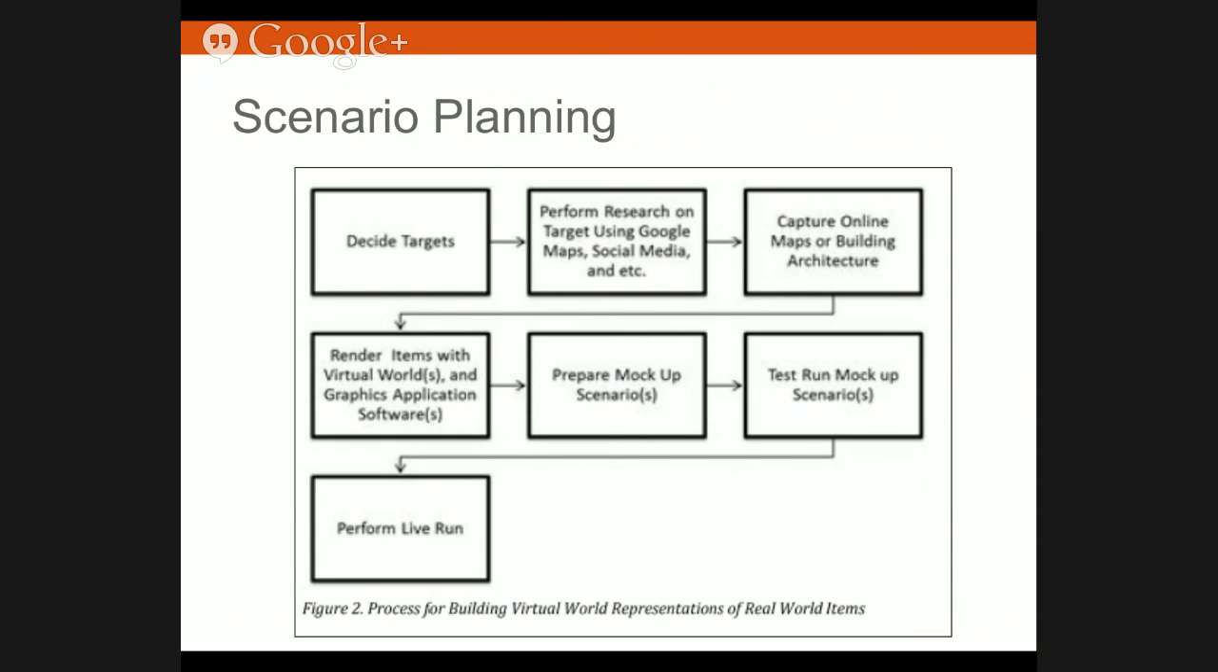Now, in terms of scenario planning, I'm going to walk through this. This is something that I did for an actual book chapter on national and international security. You decide what your target is, and that's what we'll be doing tonight. You perform research on a target using Google or any other web or 3D tool, capture online maps or building architectures, and then render those items with a graphical application software. With that, we can prepare the mock-up scenarios, test run those mock-up scenarios, and then do a live run. So we'll be doing this actual scenario today. We'll learn how to use Second Life and how to perform this analysis using the web, and then take these items from the web and use them to create a full-fledged mock-up scenario where we can run through various activities.